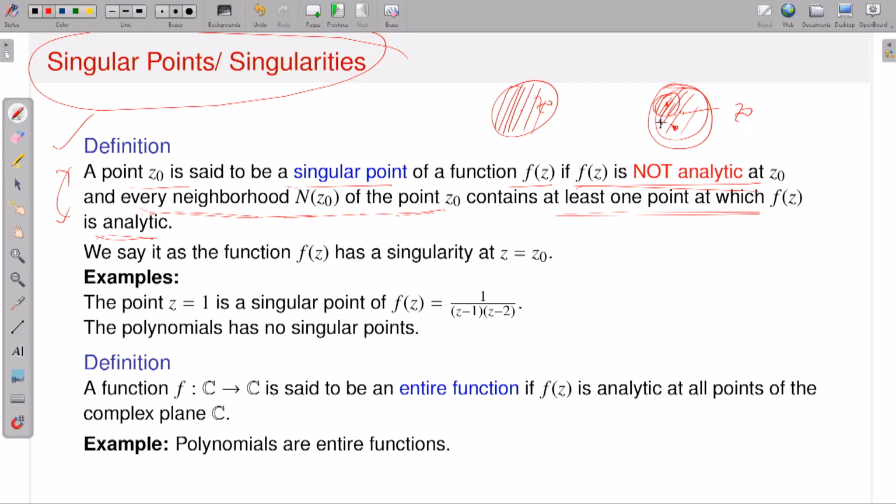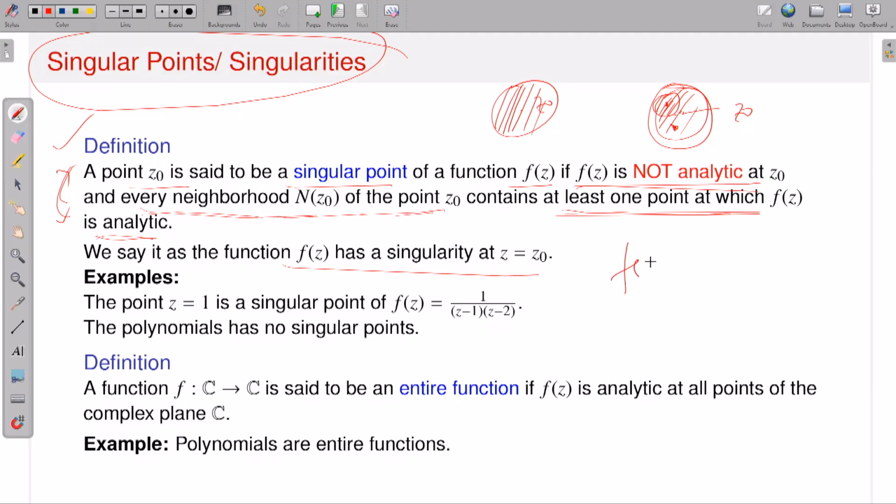So of course I say that the point z0 is a singular point of my function f if my function is not analytic at the point z0, and whatever neighborhood of z0 I take, it should contain at least one point where my function is analytic. See, at least one point. That means it is not just the negation of analyticity at the point, but something more. Of course, my function should not be analytic at that point. On top of that, I want every neighborhood of that point to contain at least one point where my function is analytic. If I talk about an example, it will be more clear. If these things happen, then I am saying that my function has a singularity at the point z is equal to z0.